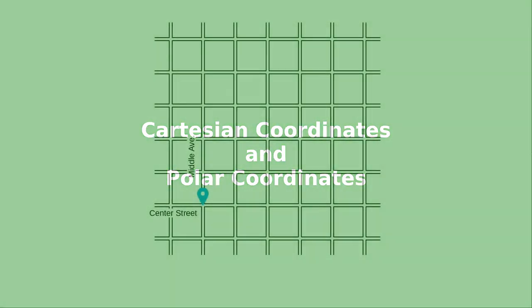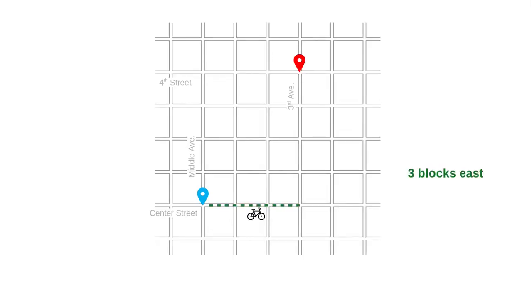Let's say you're at a building at this corner in a city, and you want to get a package to someone at this corner. If you're sending it by bike messenger, you tell them to go 3 blocks east and 4 blocks north.